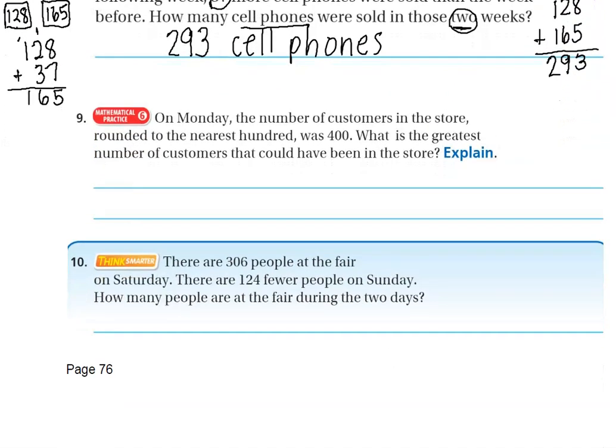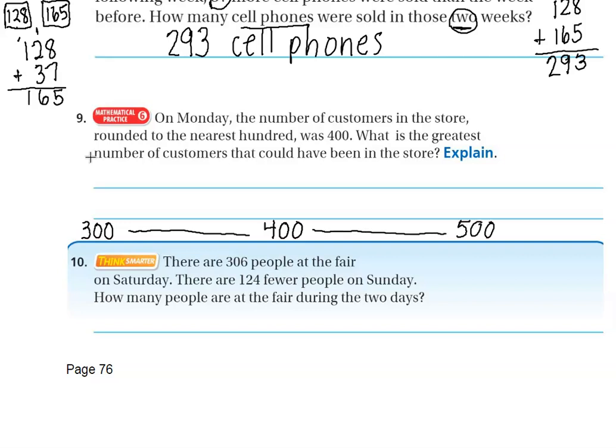We're now solving the mathematical practice at number 9. On Monday, the number of customers in the store rounded to the nearest 100 was 400. What is the greatest number of customers that could have been at the store? Explain. Okay. So what I think I'm going to do for this is I'm going to draw a number line. I'm going to draw this right down here. I'm going to put 400 here on my number line, and then I'm going to draw 300 here and 500 here, just to give myself a visual here.